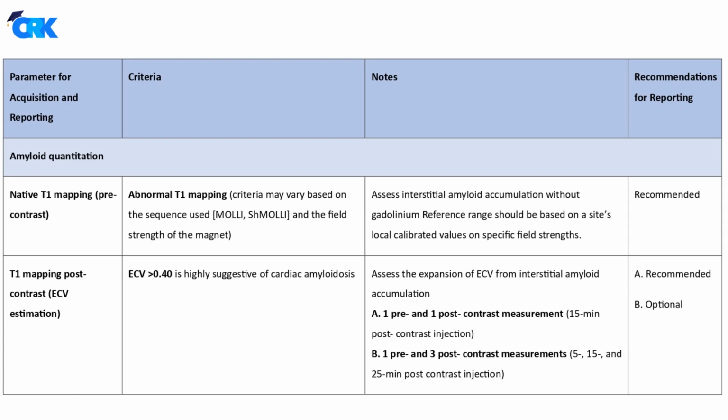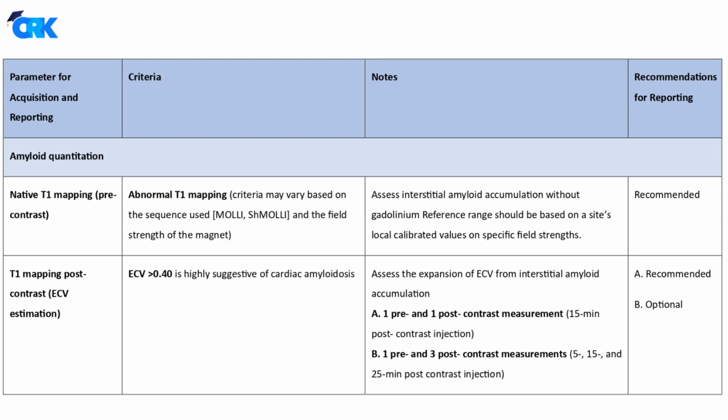What's important here is that elevated native T1 reflects interstitial expansion, most often from amyloid infiltration, even without using gadolinium. That makes it an incredibly useful tool in patients with renal dysfunction, where gadolinium use might be contraindicated. While it doesn't replace contrast-based techniques, it strongly supports the diagnosis and should be included when possible. Recommended.